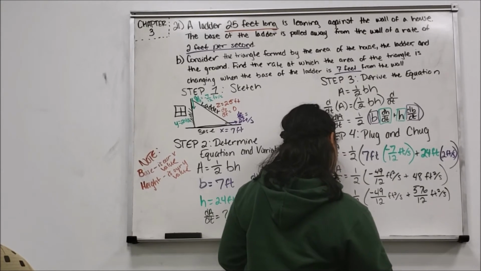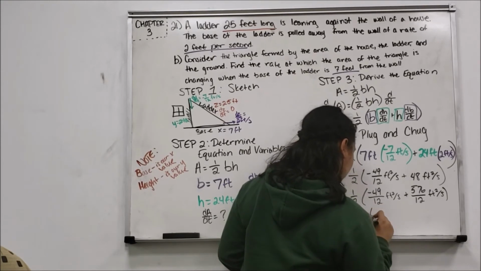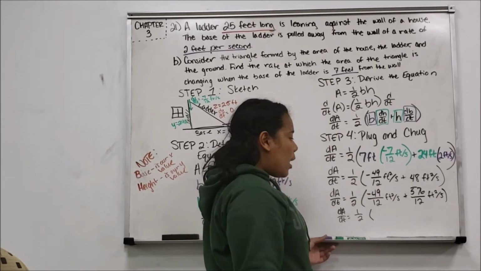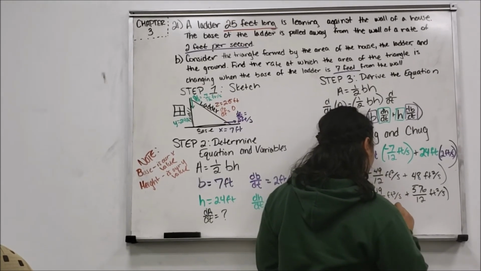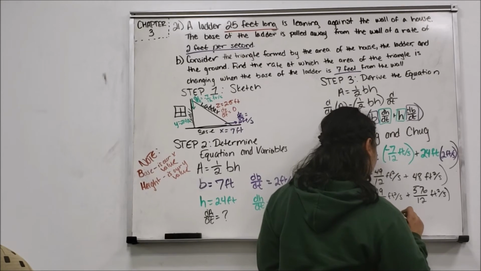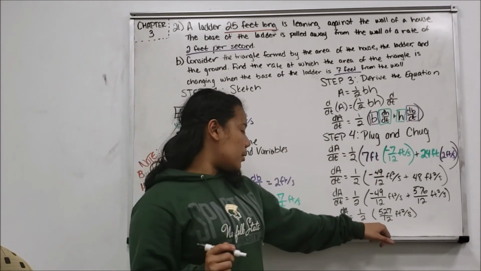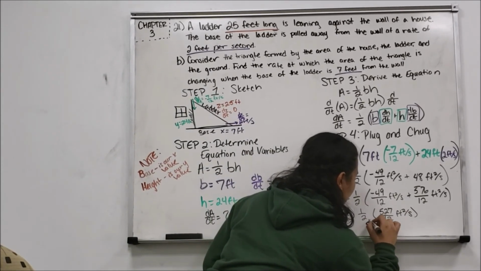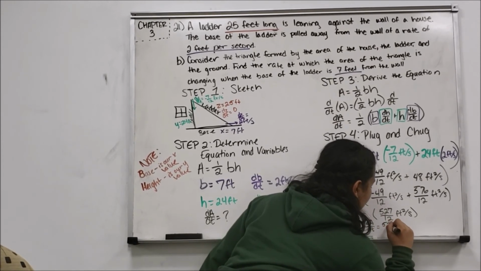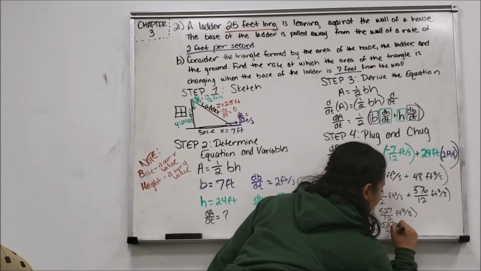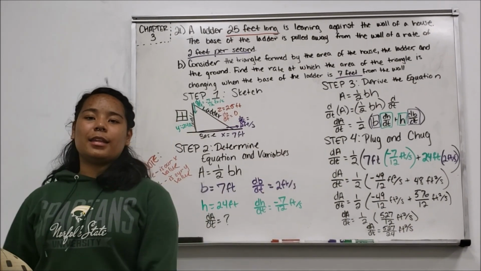Now we have dA dt equals 1/2 times 527 over 12 feet squared per second. And now what we do is multiply our denominators together. We get dA over dt equals 527 over 24 feet squared per second. And that is our final answer.